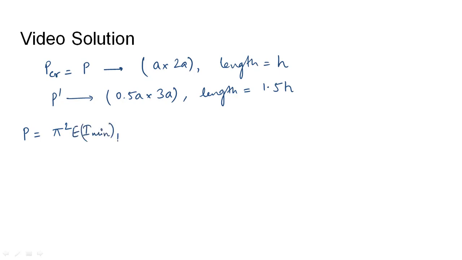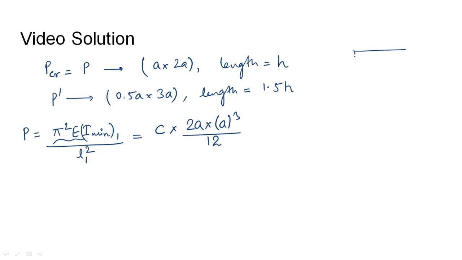I minimum, let us call it I minimum 1, divided by L1 square. Here pi square E will remain constant as it is only dependent on the material, so let us call that C. We need to consider I minimum. So what we will do is we will take 2a and we will cube a. This is done because we need to minimize I.